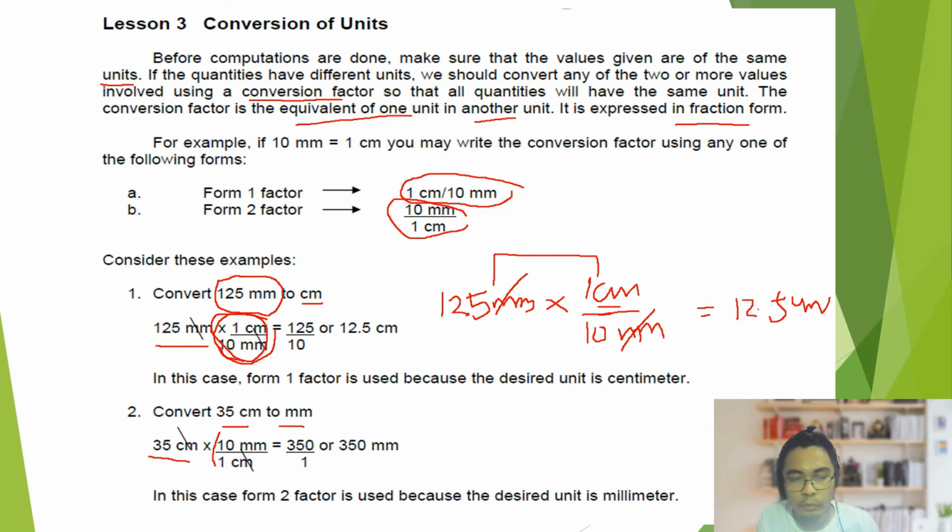Take note, the conversion factor here is reversed. Because we need to cancel centimeter by centimeter so that the unit left is millimeter. So, 35 times 10, that's 350 divided by 1. The result is 350. Take note, in this case, we use factor number 2, because the desired unit now is millimeter. This is different from the desired unit of the first example. So I hope you can still follow on that.